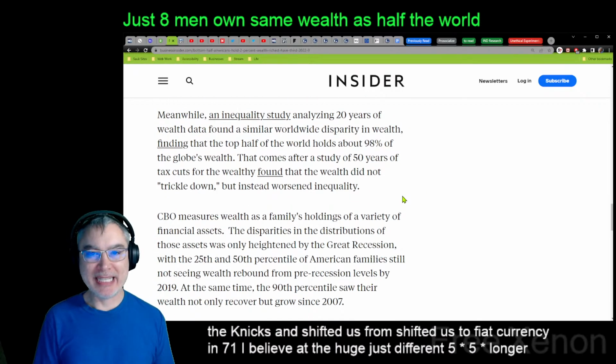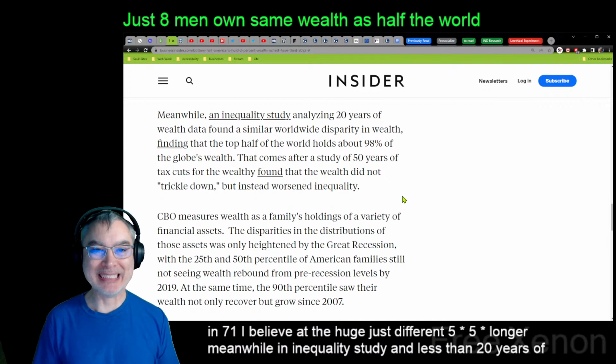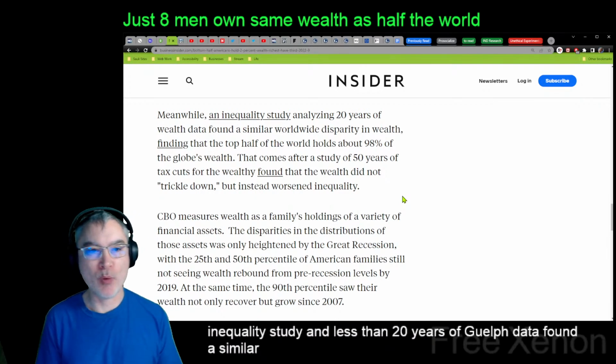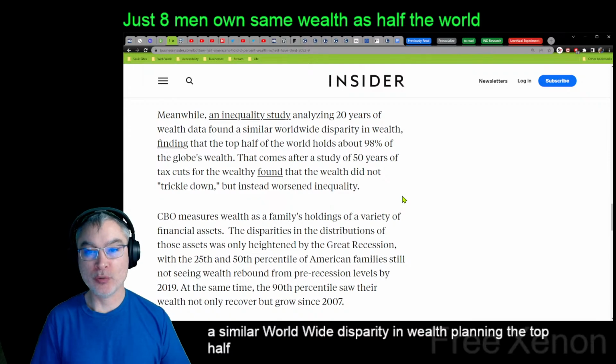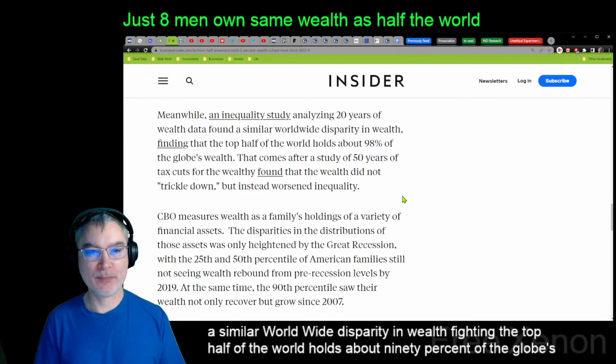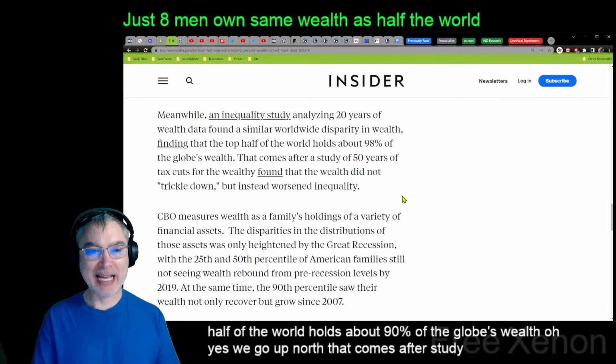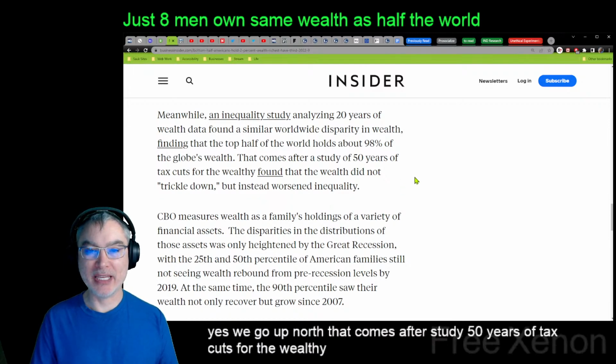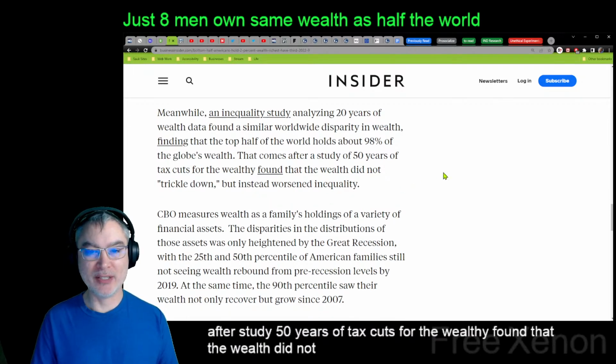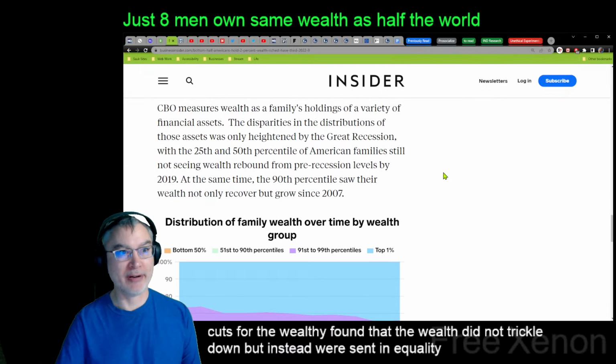Meanwhile, an inequality study analyzing 20 years of wealth data found a similar worldwide disparity in wealth, finding that the top half of the world holds about 98% of the globe's wealth. Oh yeah, so the global north. That comes after a study of 50 years of tax cuts for the wealthy found that the wealth did not trickle down, but instead worsened inequality. Who'd have thunk, right?